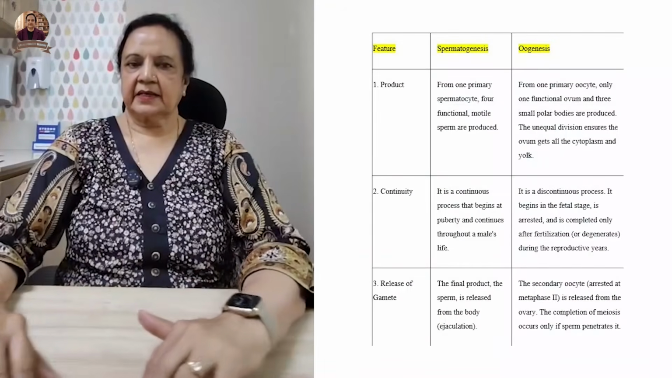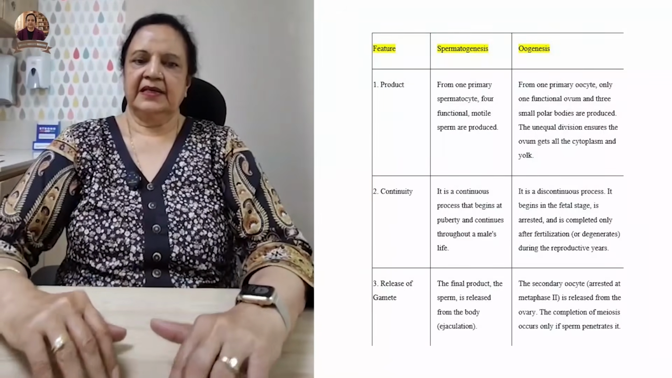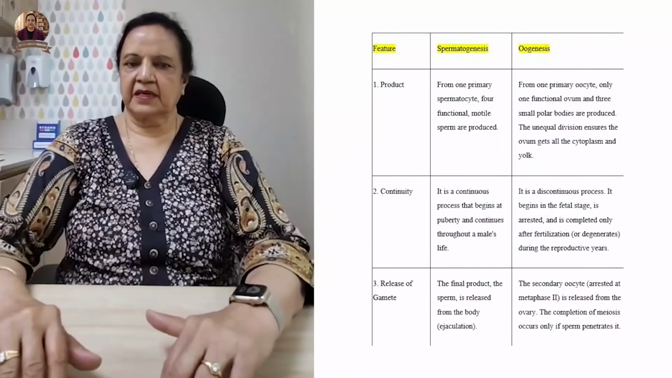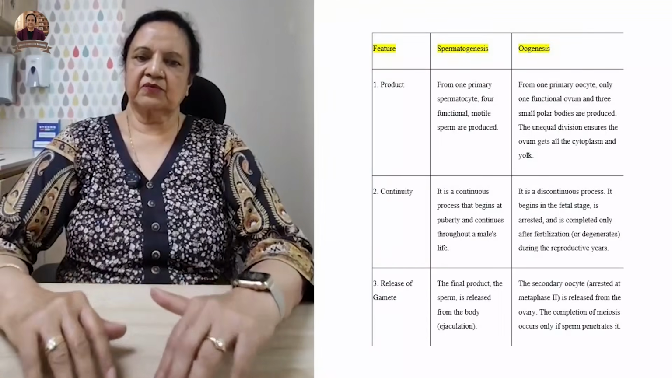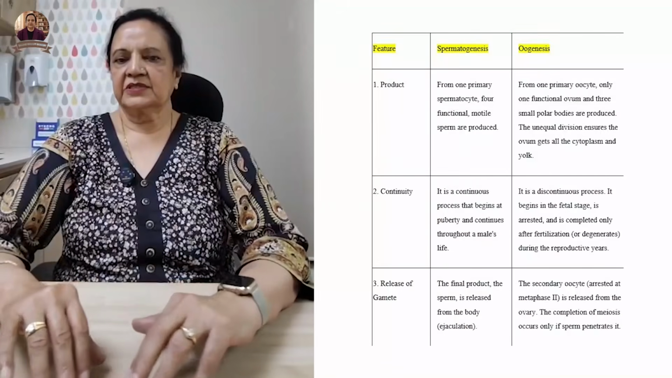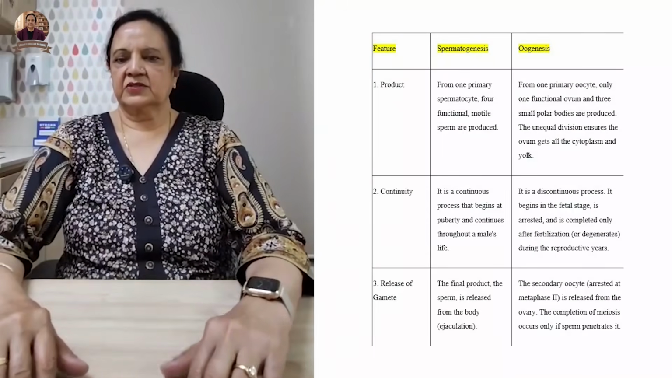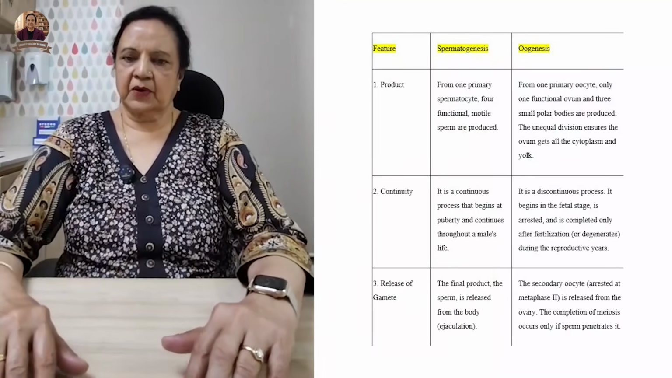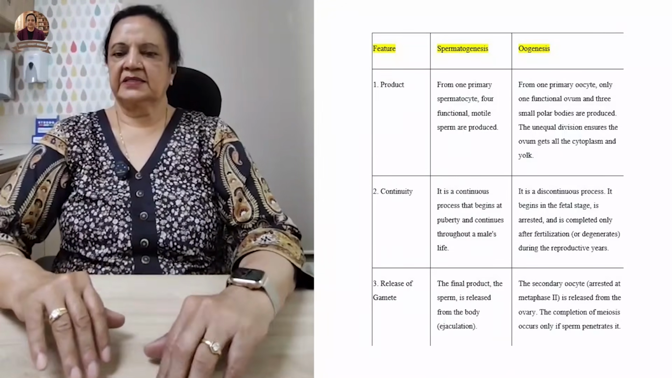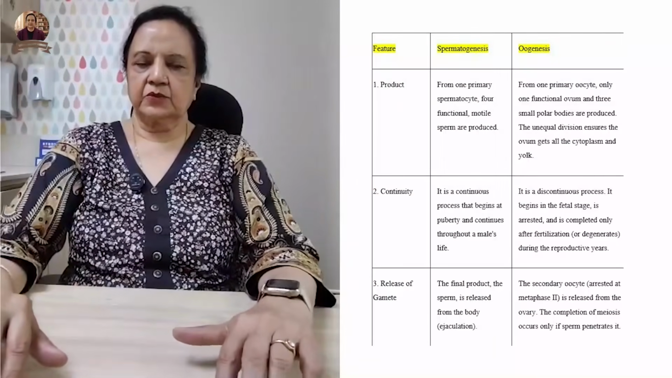Now let us understand how it differs from spermatogenesis. Let us consider the products first. In spermatogenesis, from one primary spermatocyte, 4 functional motile sperms are produced. And in oogenesis, from one primary oocyte, only one functional ovum and 3 polar bodies are produced. The unequal division ensures the ovum gets all the cytoplasm.